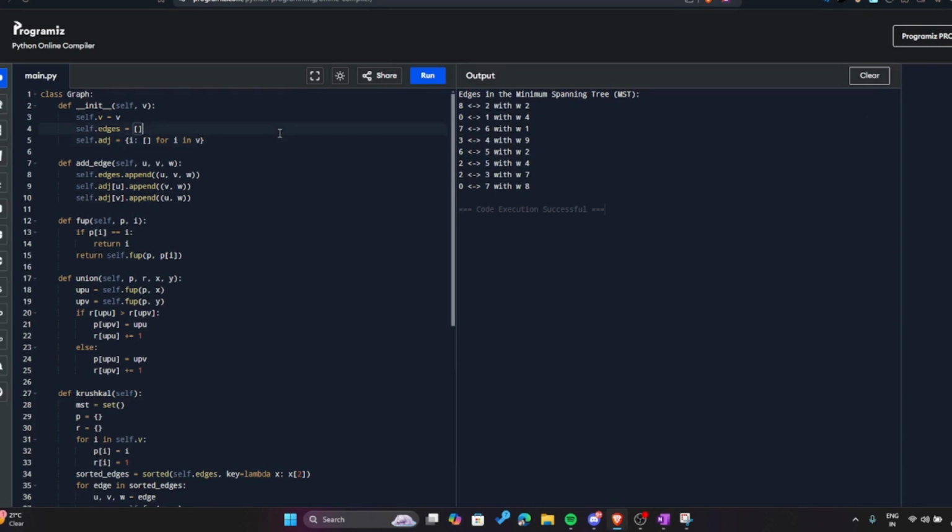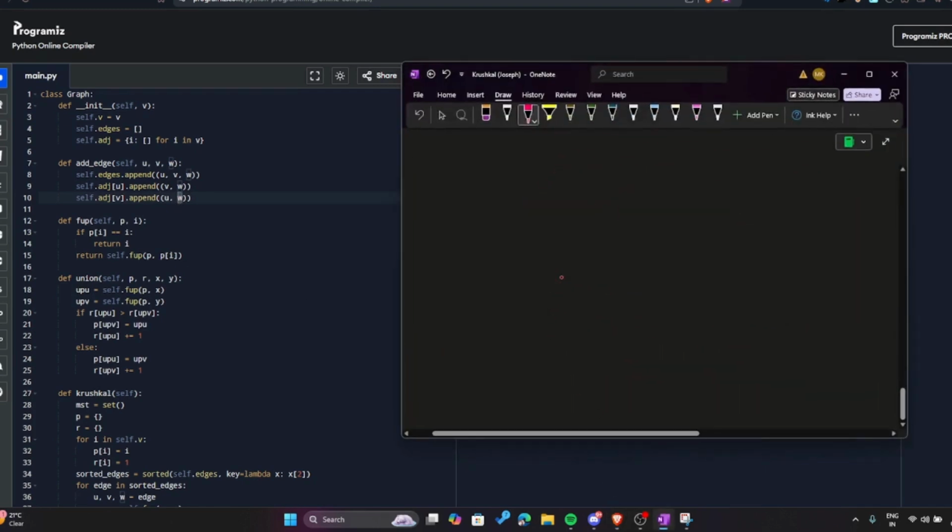I don't want to explain this thing in depth. So the next step is adding the edges to it. Whatever edge you have, you're basically going to append U, V, and W. U is the source, this is the destination, this is the W, and this is the adjacency matrix that we are talking about. As I said, we're going to index this to the source and basically append the corresponding destination along with its weight. Again, since this is an undirected graph, we basically have to add the destination to the source with the same weight.